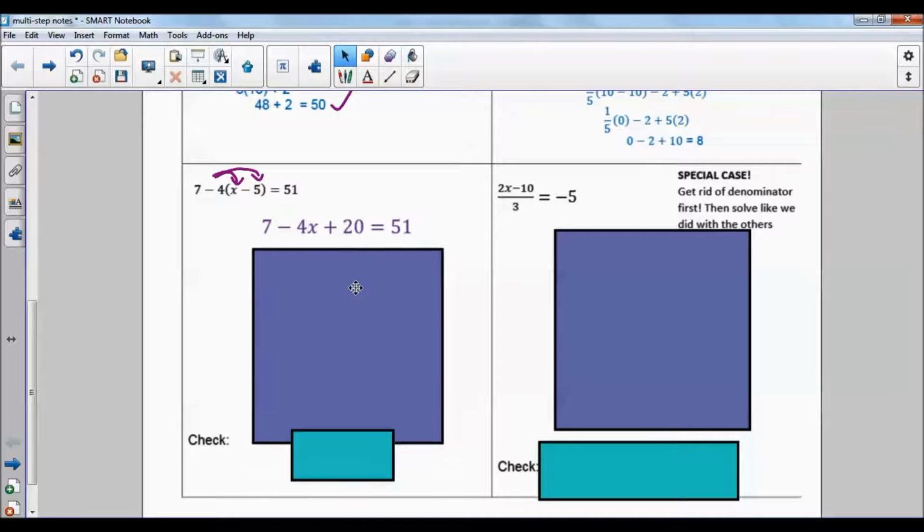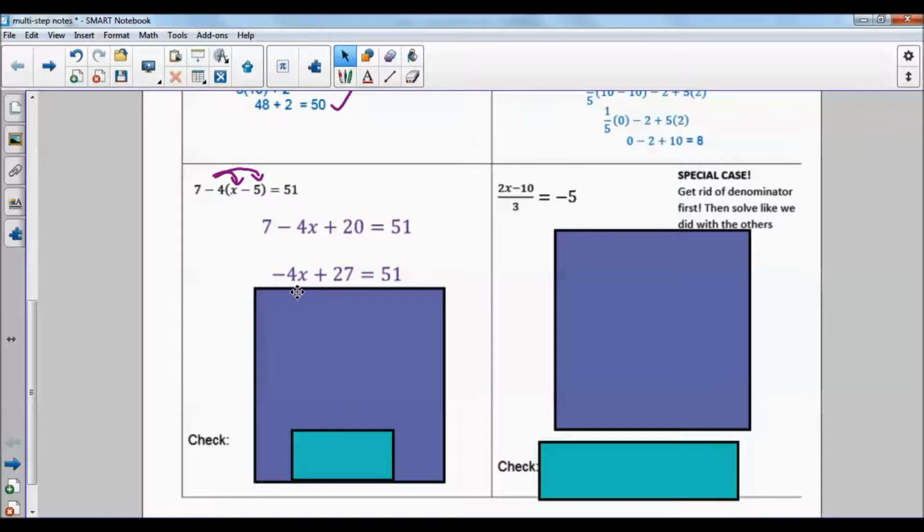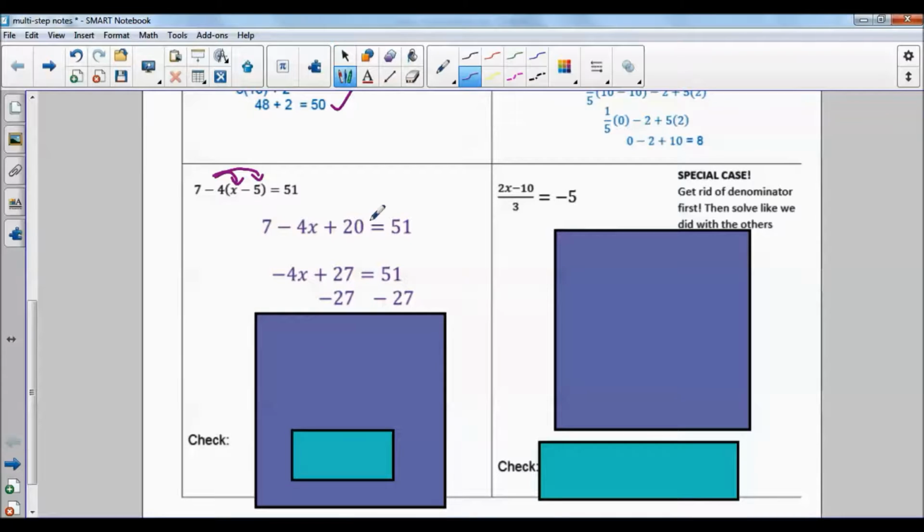So we're going to keep that -4x, because it's a -4, so -4x plus 27, because positive 7 and positive 20 gives us positive 27. So now that we've combined like terms, we just have a two-step equation on this. So we need to get rid of our constant first. So the plus 27, the opposite of that is going to be minus 27. And again, we have to do it to both sides of our equation to keep it balanced.